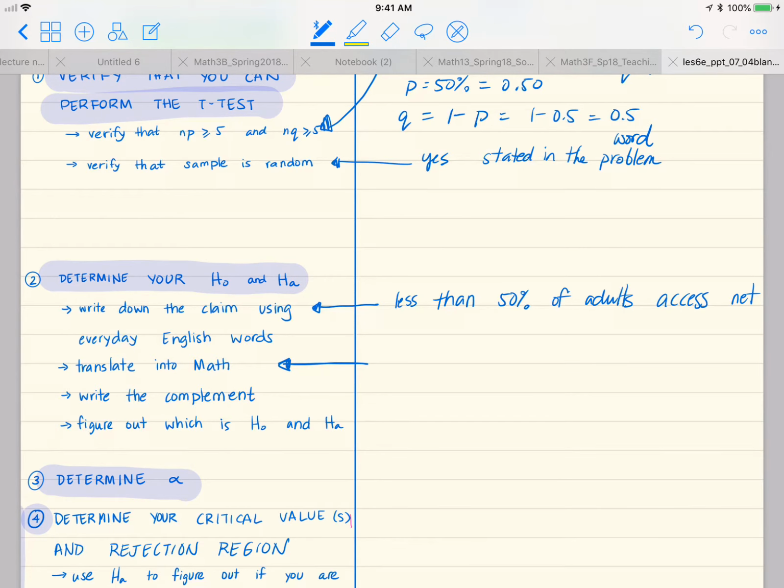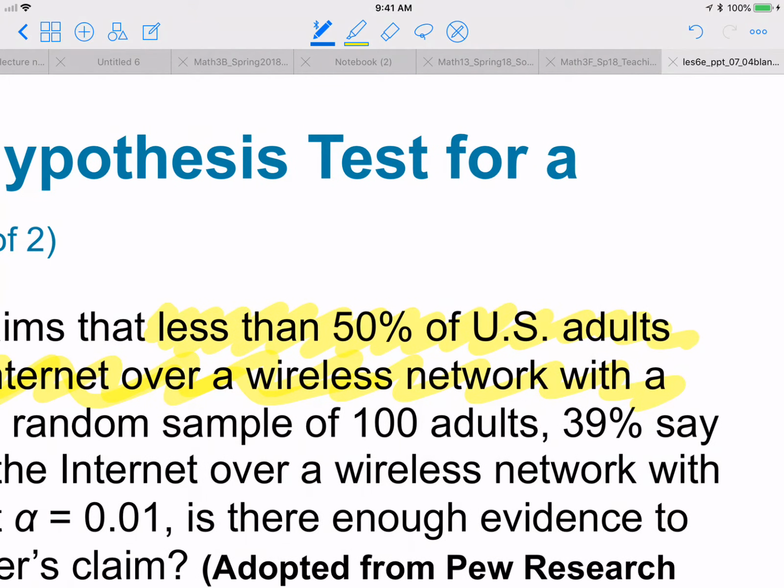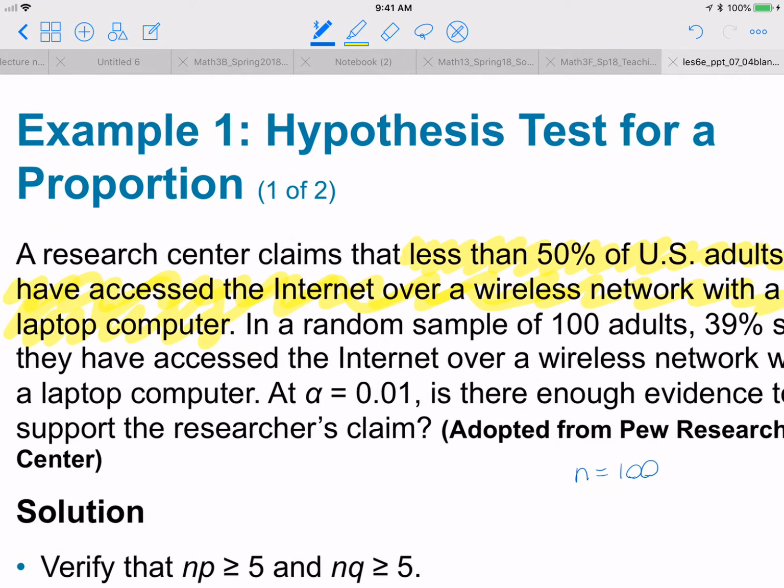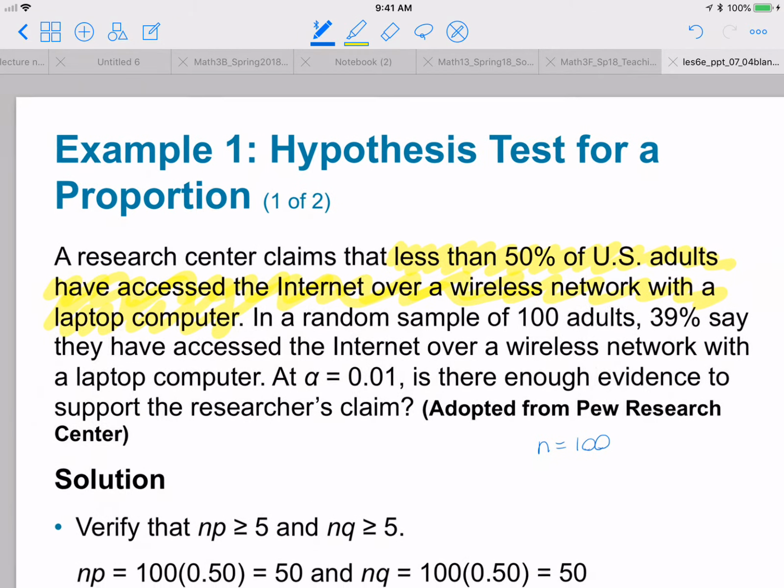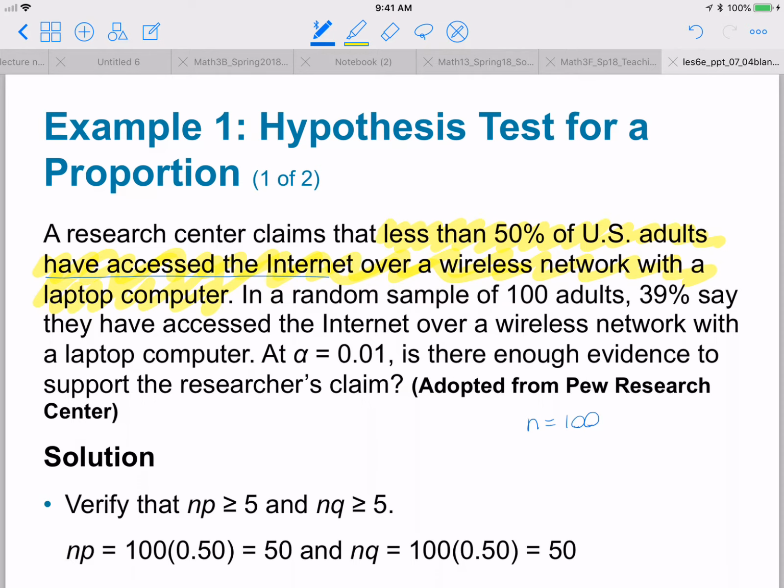So in this case, P, my proportion, is representing the proportion of U.S. adults that have accessed the internet, right? So P is the percentage, or the proportion, of U.S. adults who have accessed the internet over a wireless network with a laptop computer.